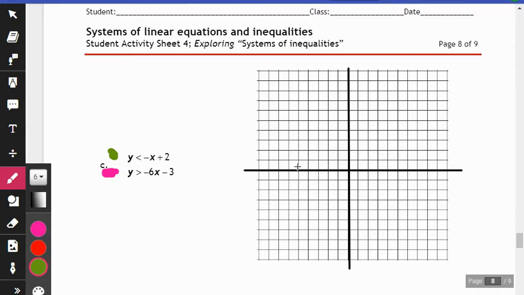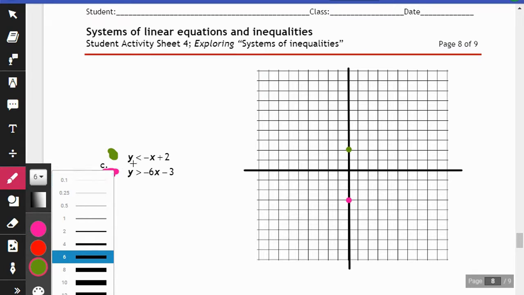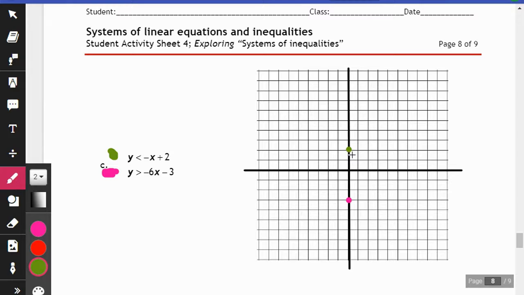Green has a y-intercept of 2. Pink has a y-intercept of -3. Green has a slope of -1. Oops, I'll make that smaller. And it's dotted. It does not have an equal sign. So I'm just going to go ahead and fill it in right now. That means it goes like this. Over one, down one, perfectly diagonal. Close enough.